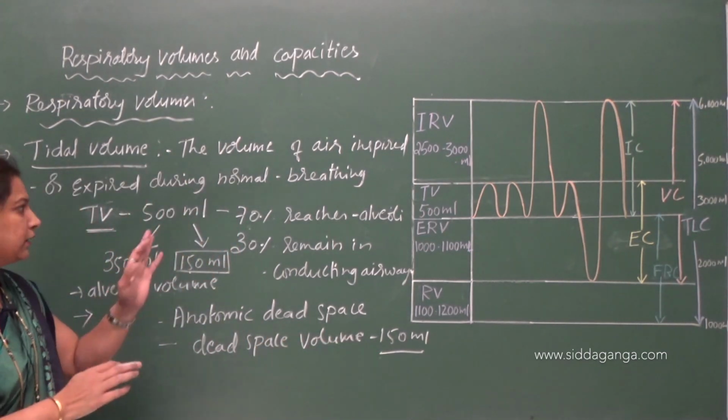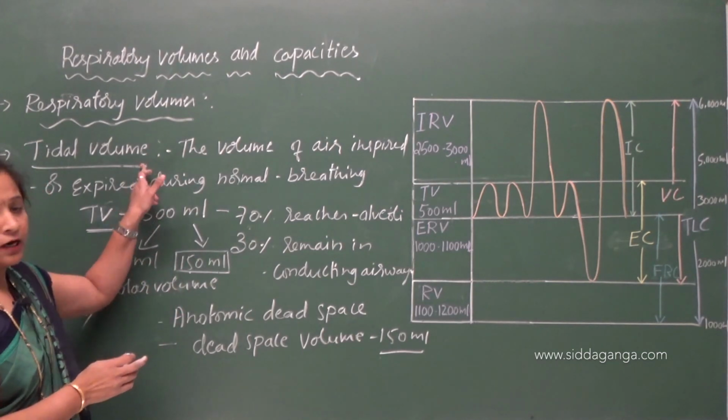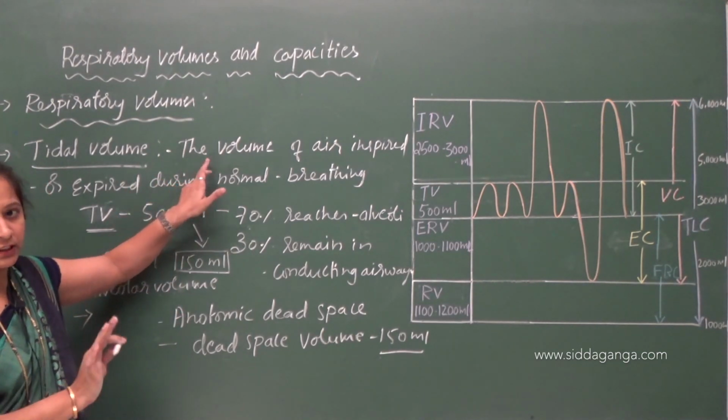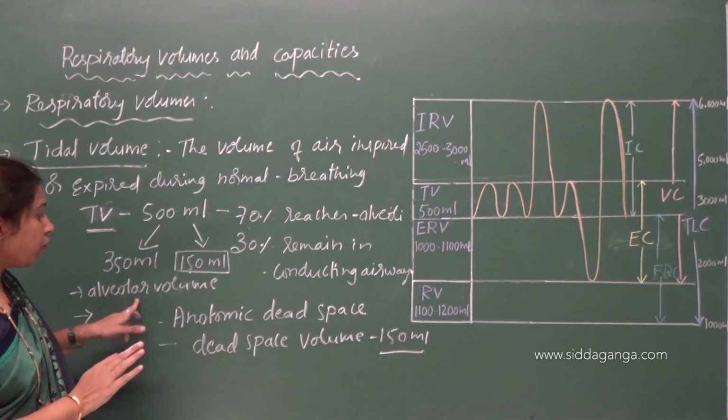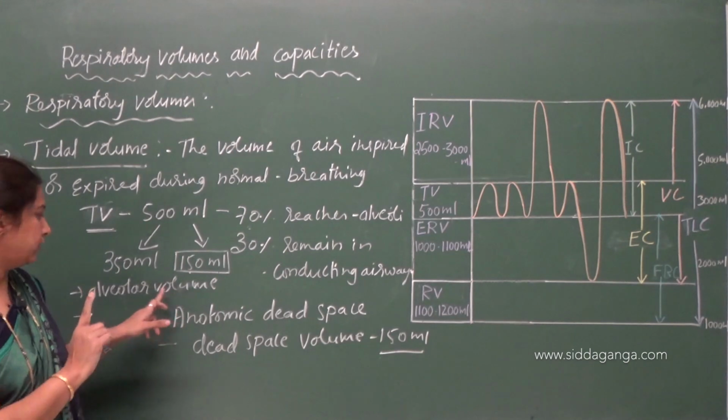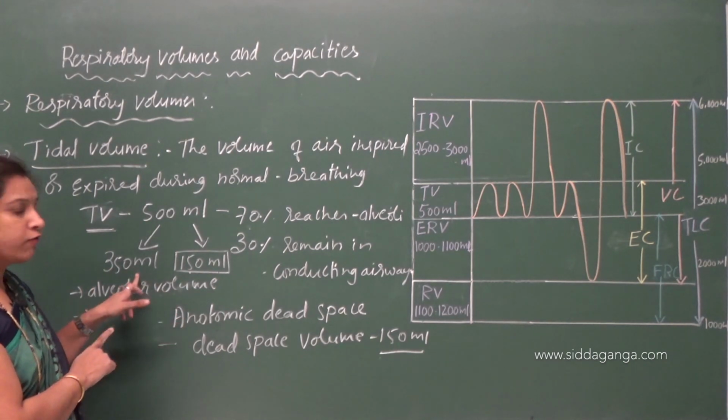Okay, so everything is important here. What is tidal volume? The definition of tidal volume is important. Its value is 500 ml. And what is the alveolar volume? For NEET, this is important. So what is the alveolar volume?